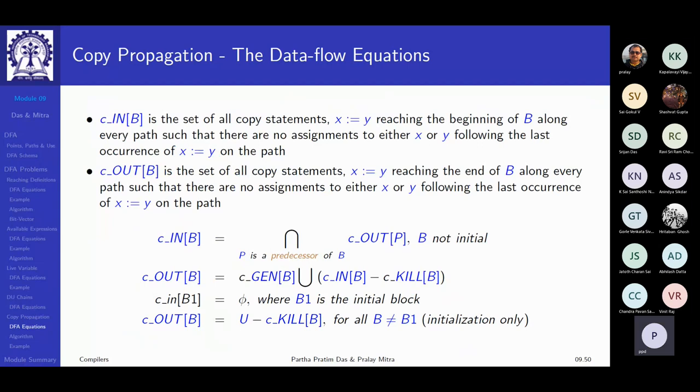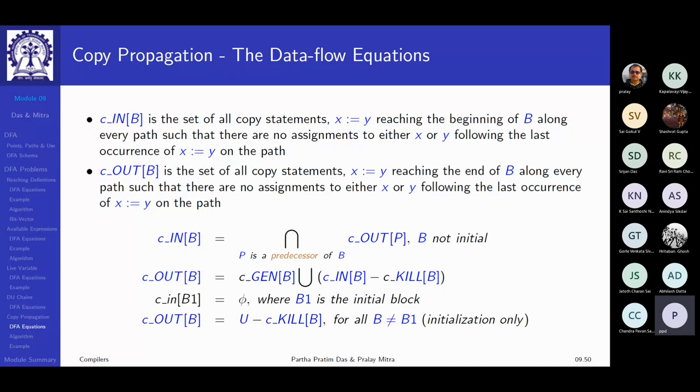The inset is a set of all copy statements reaching the beginning of B along every path, such that there is no assignment to Y or to X following the last occurrence of the copy on that path. Quite easy. And out is a set of all copy statements reaching the end of the block along every path, such that there is no assignment. That's in and out. So this is again a forward flow problem, because we are defining copies and then checking how they reach out subsequently.